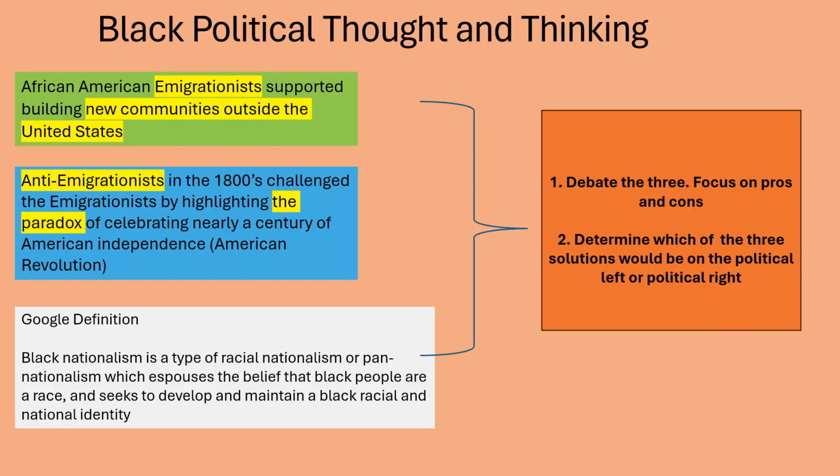And here we have three emerging ideas for the 1850s period. We have the immigrationists, the anti, and then the black nationalists. This is the task you want to complete.